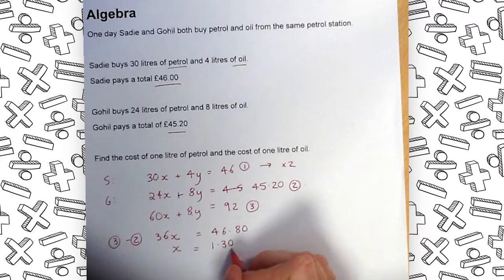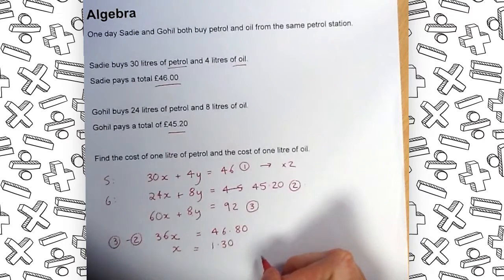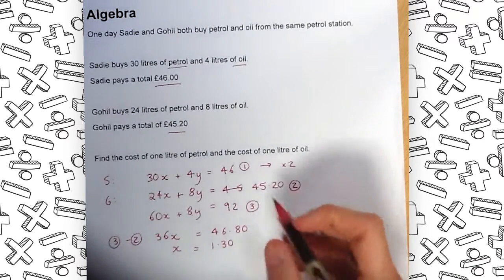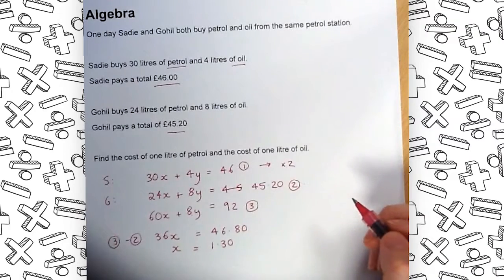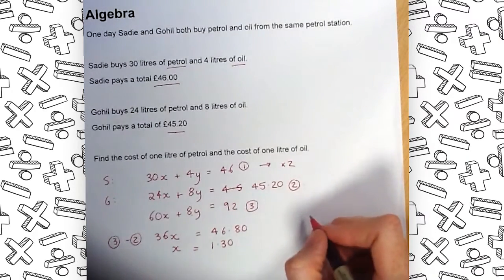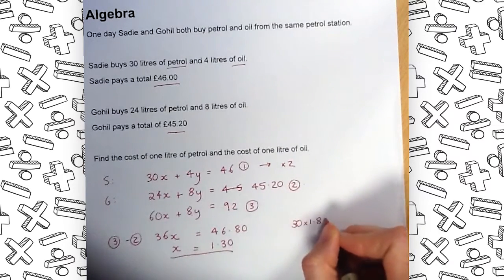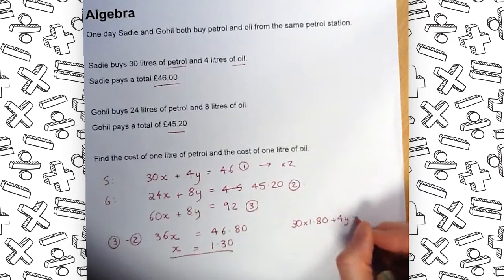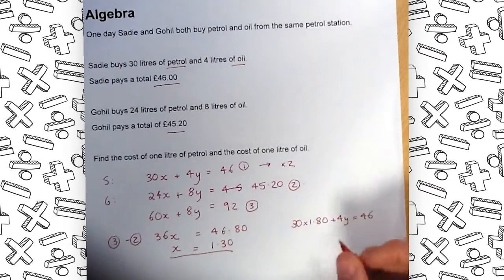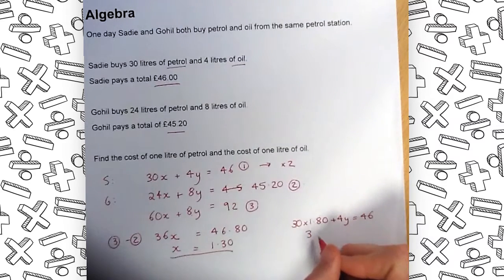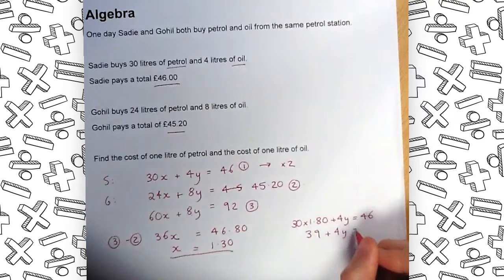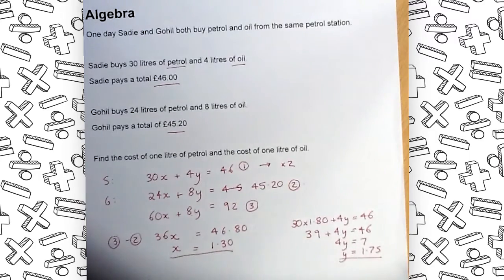We're now going to use this value to substitute it back into the original equation in order to find the cost of 1 litre of oil. I'm going to use equation 1 to do this. If I substitute the value of X into this equation, I get 30 multiplied by £1.30 plus 4 lots of Y equals 46. This gives me that 39 plus 4 lots of Y is 46, so 4Y equals 7, which means 1 litre of oil costs £1.75, and we now have our two values.